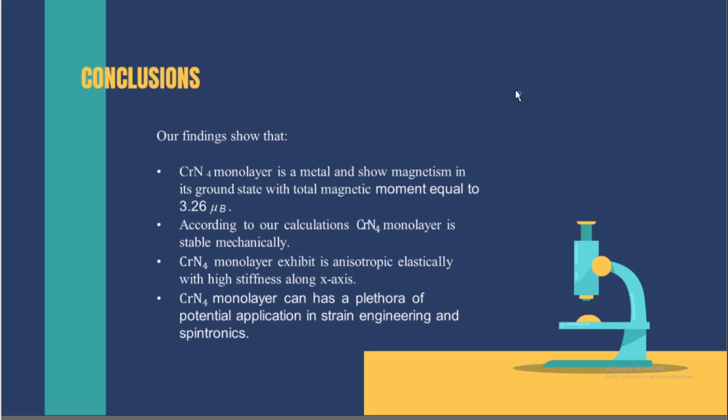So this is the conclusion of our study. We find that the chromonitride monolayer is a metal with intrinsic magnetism, it is mechanically stable, and it shows anisotropic elasticity with a high stiffness along the x-axis. From these findings, we can say that the chromonitride monolayer is a good candidate for strain engineering and spin applications.